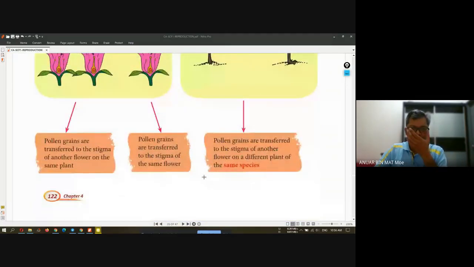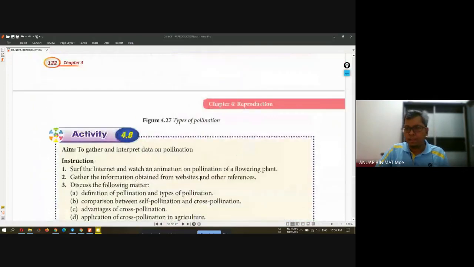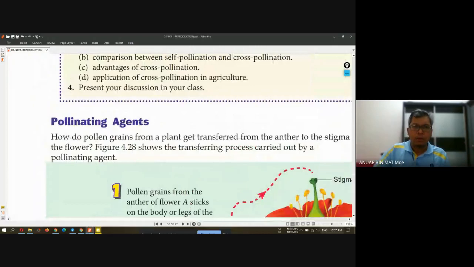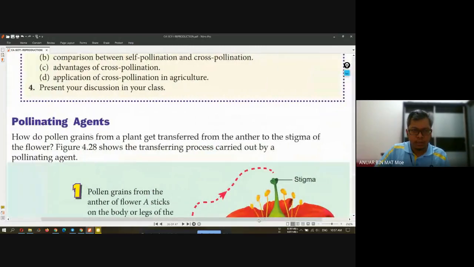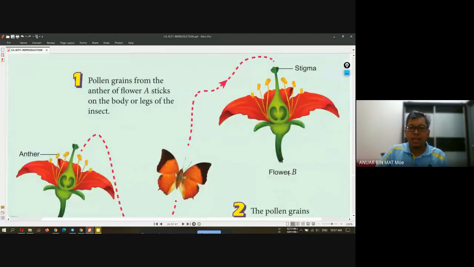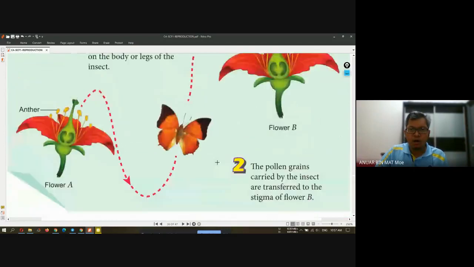Okay. This one you can read for yourself. The same thing I just explained to you just now. Okay, this one also I think you can read it for yourself. Pollinating agent, for example, butterfly or bees.